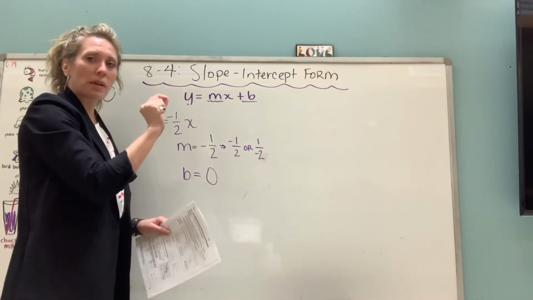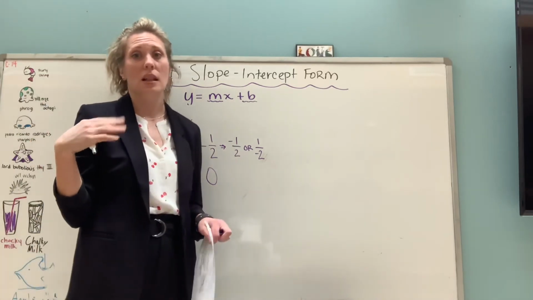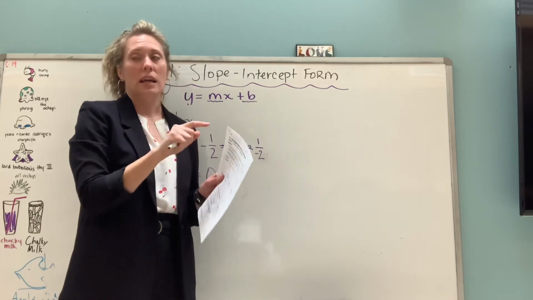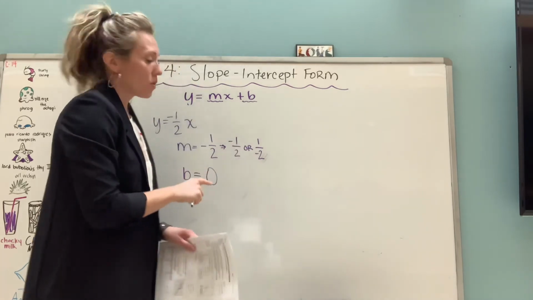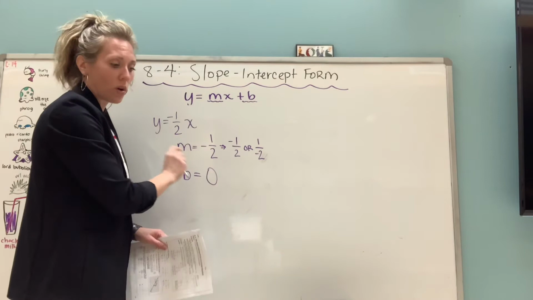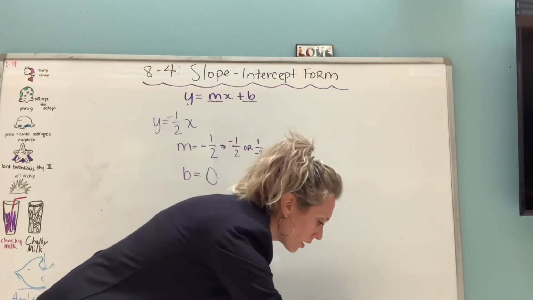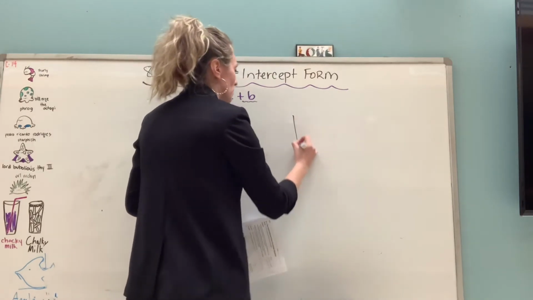Your points that you plot might be different, so if I'm doing it and another student is doing it, their points might be different, but our line should be exactly the same, and our y-intercept for both of us is going through 0, okay? So let's graph that one. Over here, I'm going to graph it.